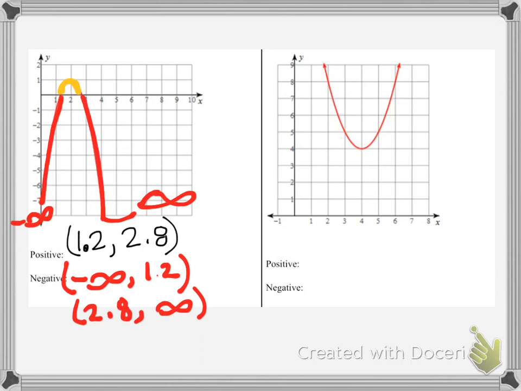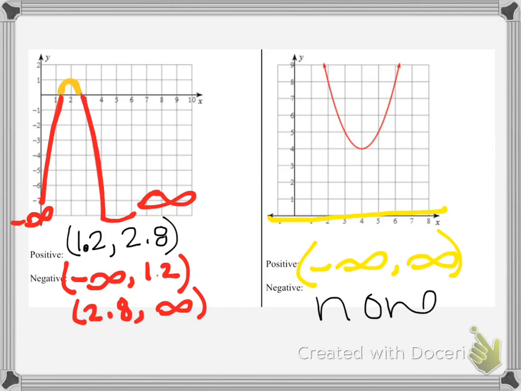We're doing great. So our last graph, if we're looking for our positive interval, again, that's where it's above my x-axis. And if my x-axis is here, you can see the entire thing is above our x-axis. So my positive interval is going to be from negative infinity to infinity, the entire thing. As for my negative interval, there isn't anything under my x-axis. So my negative interval is going to be none.